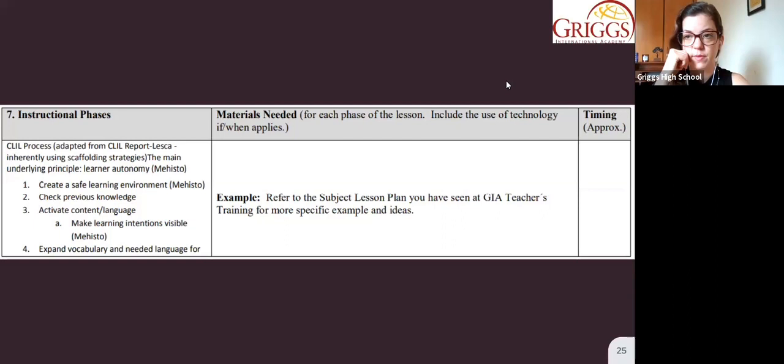And then in the last column, you're going to include the approximate timing. Remember that it's approximate timing, and this is a lesson plan, so that is not set in stone, because sometimes we plan a warm-up for 5 minutes and it takes 30. It can happen. It has happened to me.